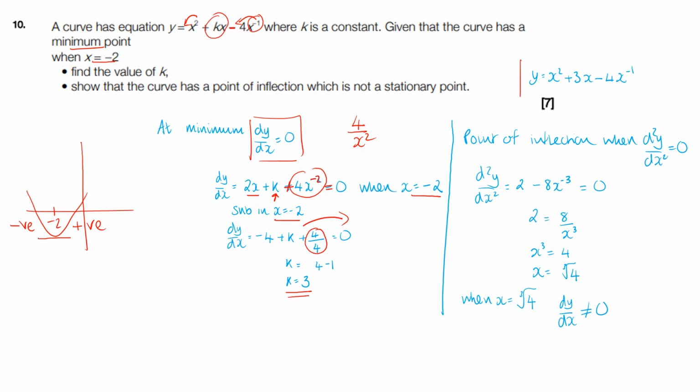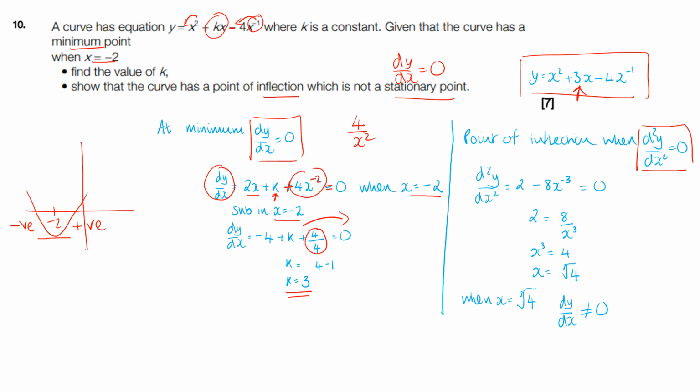So I've rewritten the curve here with k now equal to 3. Now in the next part, we're asked to show that the curve has a point of inflection which is not a stationary point. Stationary points are where dy by dx is equal to 0. Now, a point of inflection is when the second derivative is equal to 0. So we've got our first derivative here, and we just need to differentiate again.